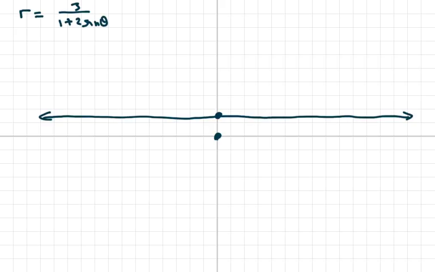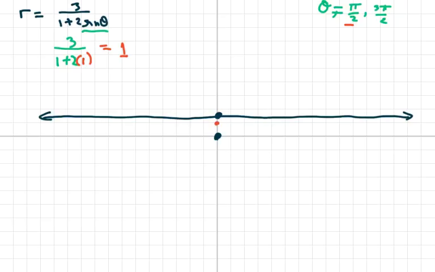So basically, let's find the vertices. So we know this is going to open up and down because it's sine. And what we're going to do is for our theta, we're going to let theta equal pi over 2 and 3 pi over 2. And when you do that, you're going to get 3 over 1 plus 2. Sine of pi over 2 is 1. So when you do that, 3 over 3 is 1. So at pi over 2, it's 1, which is right there.